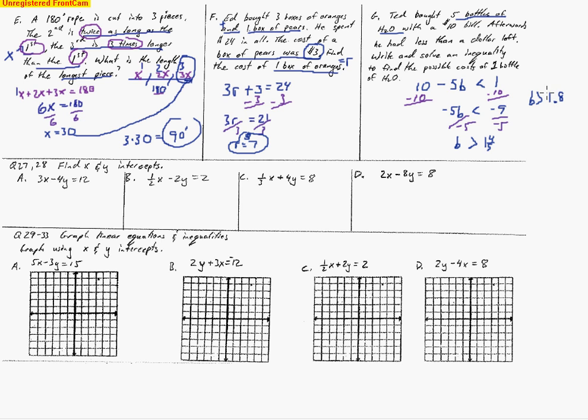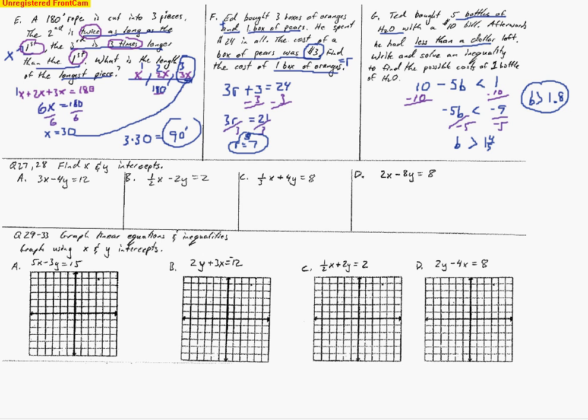So what that means is that if it were $1.80 for each of those bottles of water, it would be exactly $1 left over. But he had less than $1. Because he had less than $1 left over, that means that the bottle of water had to cost more than $1.80.